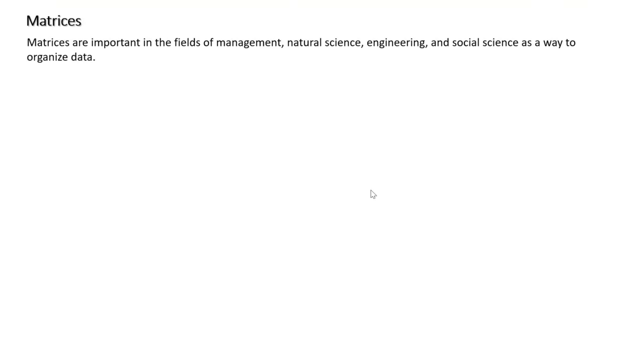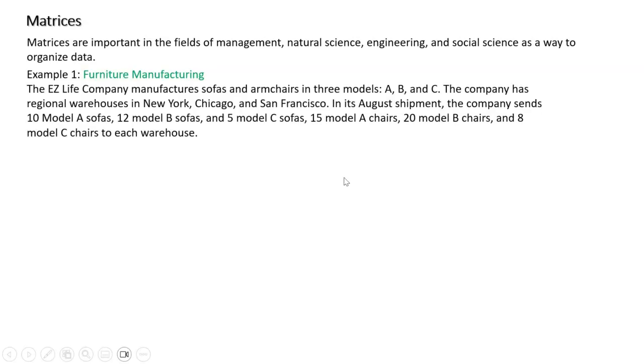Okay, so let's start with matrices. Matrices are important in the fields of management, natural science, engineering, and social science as a way to organize data. Example 1. The Easy Life Company manufactures sofas and armchairs in 3 models A, B, and C. The company has regional warehouses in New York, Chicago, and San Francisco.